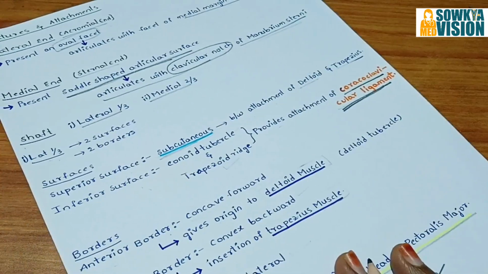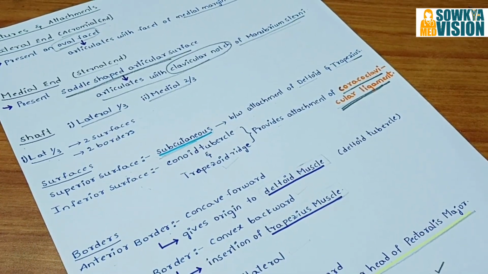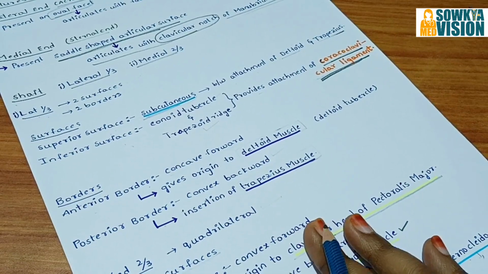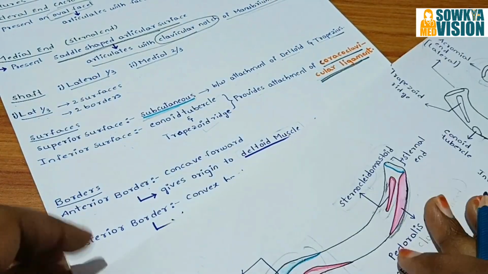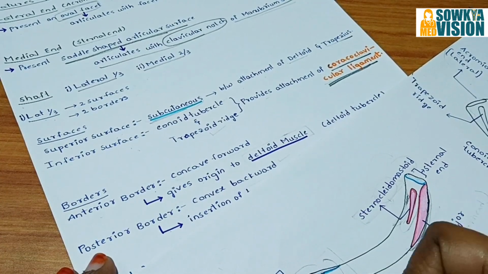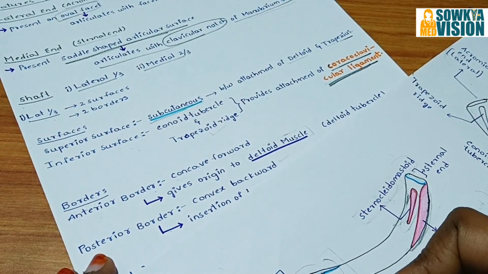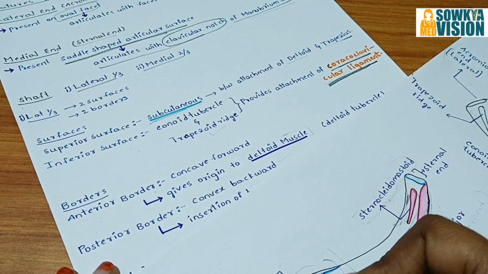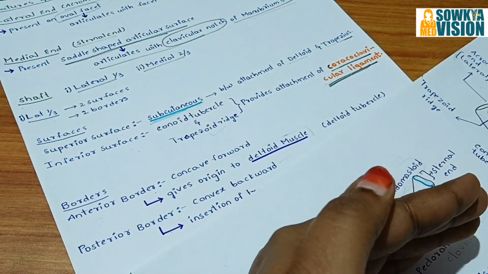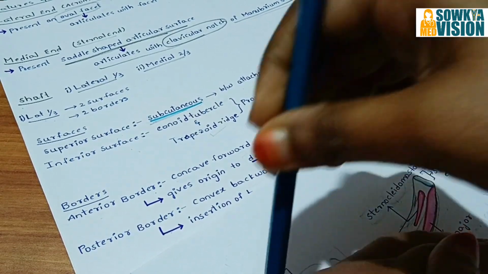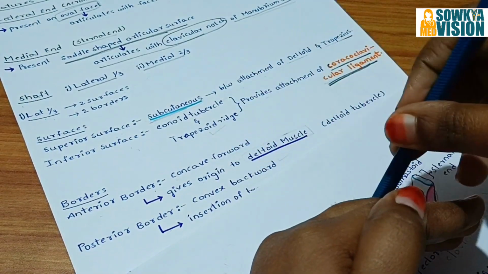Yes. Now let's see the borders of the lateral 1/3. As we said, it contains an anterior and a posterior border. The anterior border is concave. Again, see, this is the concave. The posterior border is convex, as we see like this. This is the concave, and posteriorly that will be the convex.